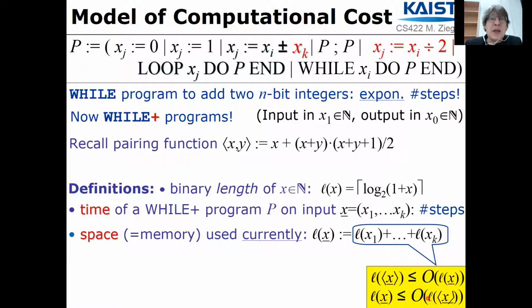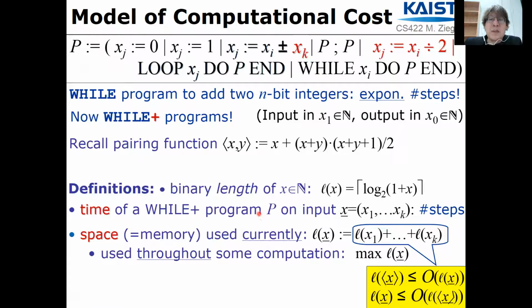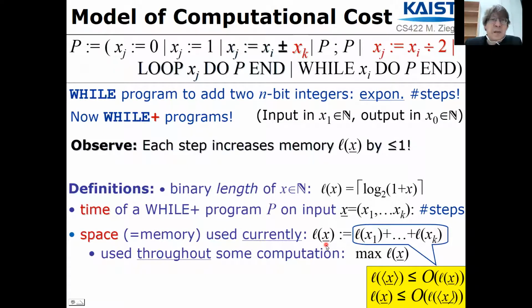But what is the running time and memory consumption when executing a program? We've already defined running time when executing a program, the number of steps. But for memory, we consider the worst memory consumption at any of these steps. Maybe at some point there will be a large amount of memory used, and later there may be less memory used. We consider the worst case, the largest amount of memory used throughout the execution of this program. And here's our first important observation about the memory consumption. How can this change throughout the execution of a while plus program? How can this change throughout the computation?